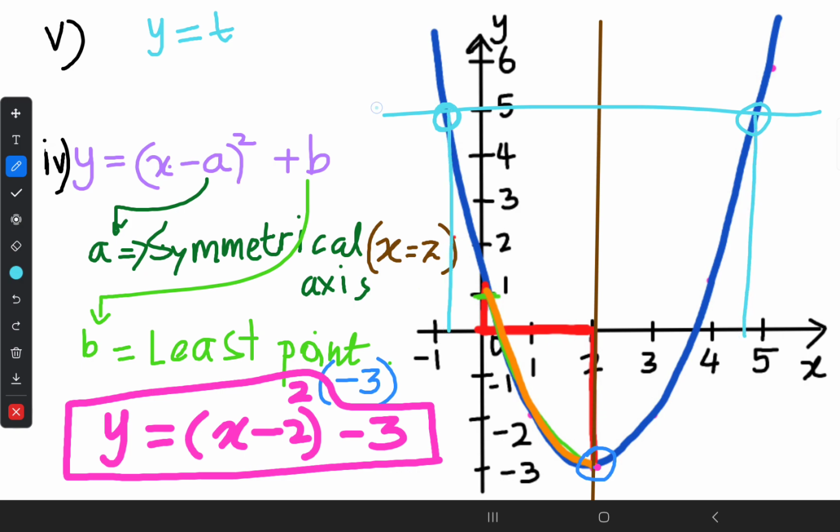But in this case, when you draw the line y equals 5, this is a practical question. There is no theoretical application for this, but if you understood the theory, this is the way you should apply that theory according to the question. y equals t means a line which is parallel to the x-axis, and its corresponding x coordinates both should be positive.